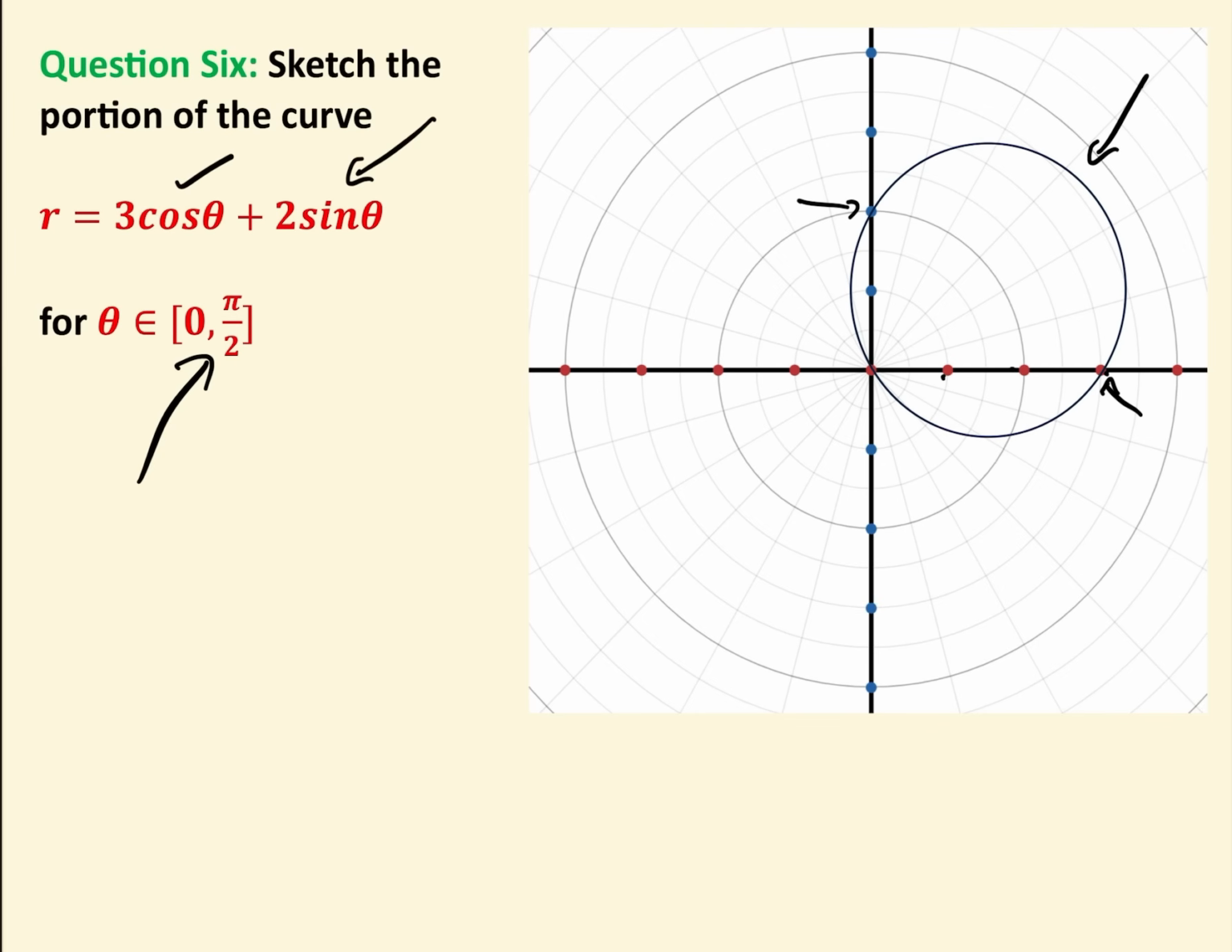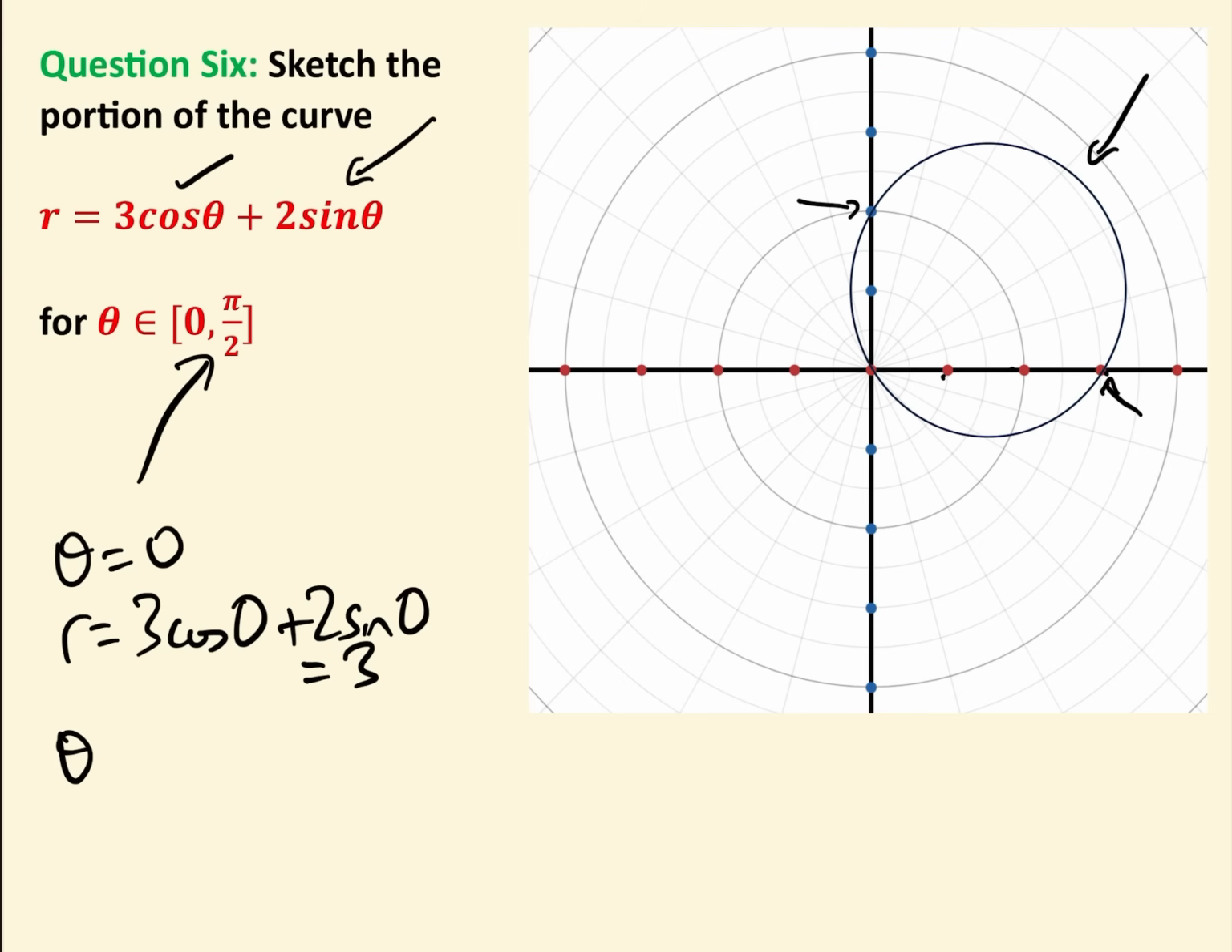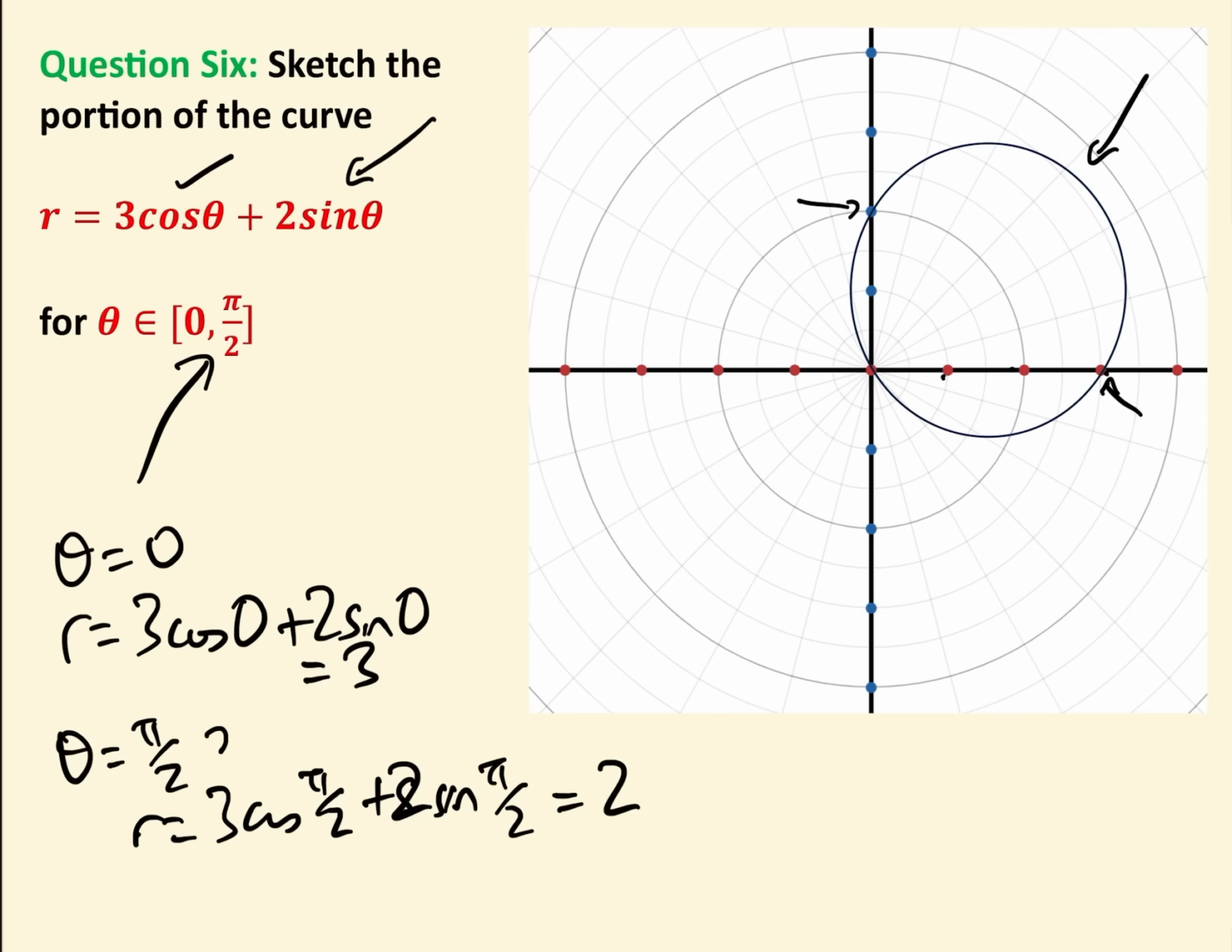And so therefore what we need to do is look at when theta is 0, r is equal to 3 cos of 0 add 2 sine of 0, and that equals 3. And when theta is equal to pi over 2, r is equal to 3 cos pi over 2 add 2 sine pi over 2, which equals 2. And so therefore we know that it starts here when theta is 0 and it finishes here.